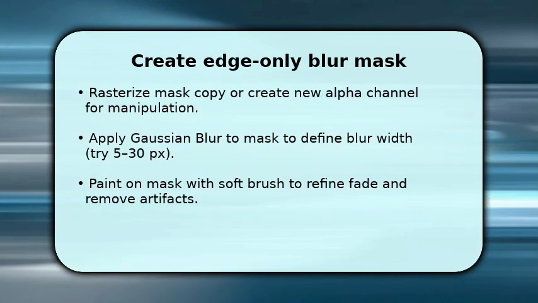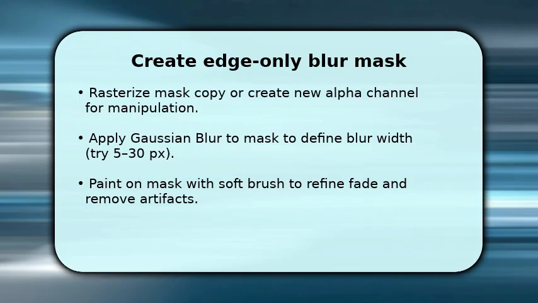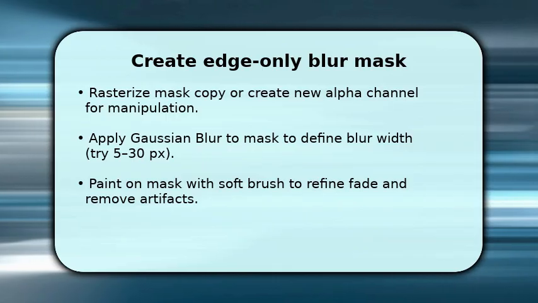Now create an edge-only mask. Duplicate the layer mask to a new channel or rasterize a mask copy and expand it slightly to include the fringe. Next, apply Gaussian blur to that mask. Adjust the radius to control the blur width. Start around 5 to 30 pixels depending on resolution.